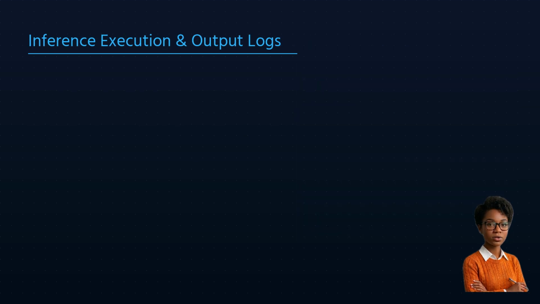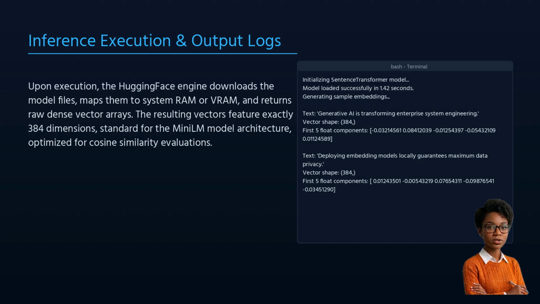Let's review the actual terminal logs from executing our initialization script. As we see, the model weights download dynamically on the first run and are cached locally. The output gives us 384-dimensional dense float arrays representing our input sentences. This shape is crucial. Every single sentence you process, regardless of length, will be standardized into a point in this 384-dimensional space, ready to be searched or compared.